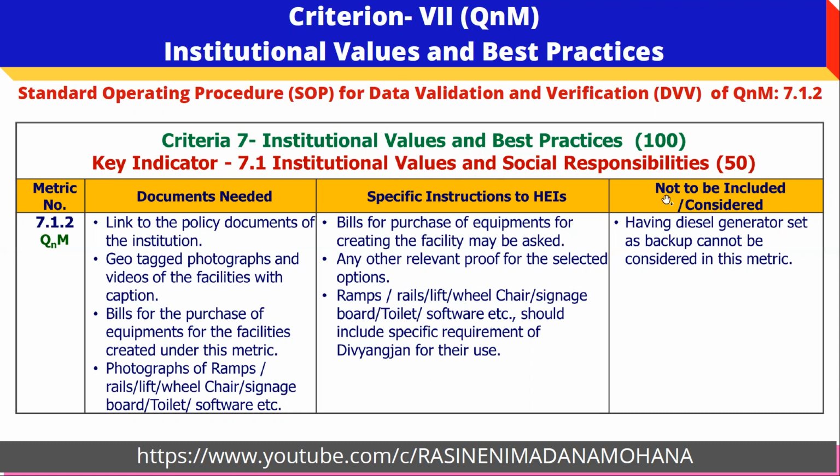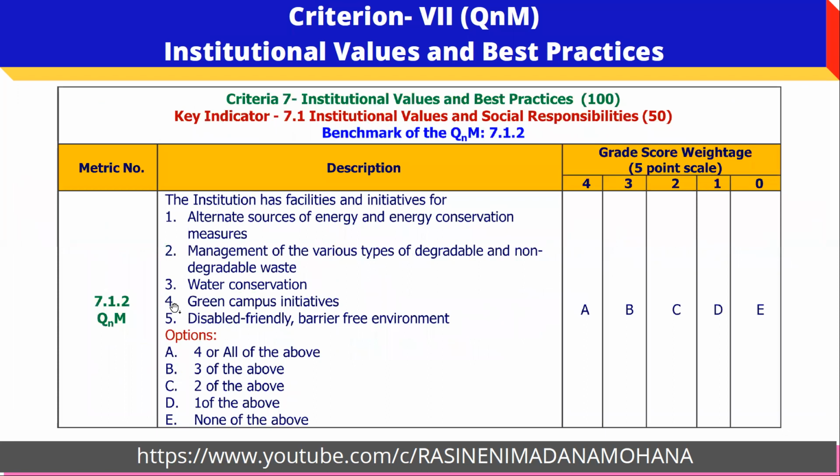Then what are the things not to be included or not to be considered? Suppose you have diesel generator sets as backup, that can't be considered as an alternative source of energy. So solar, biogas, etc. can be considered. Diesel generators won't be considered. This is the SOP. Then coming to the benchmark of 7.1.2.